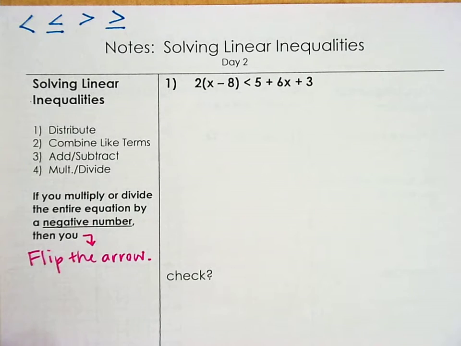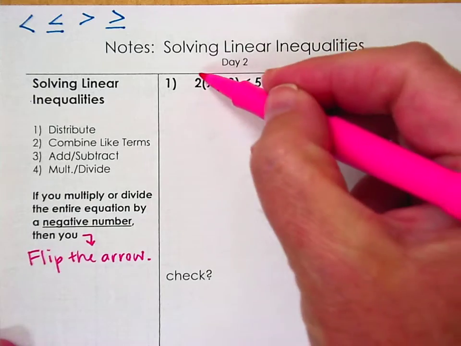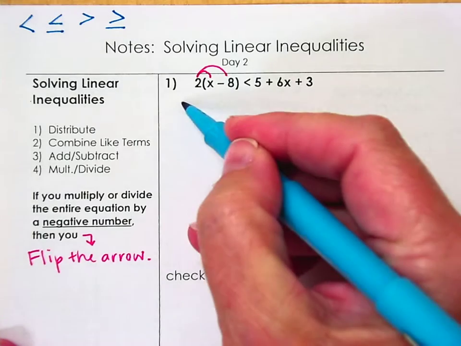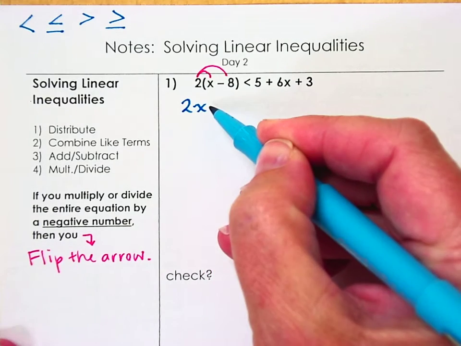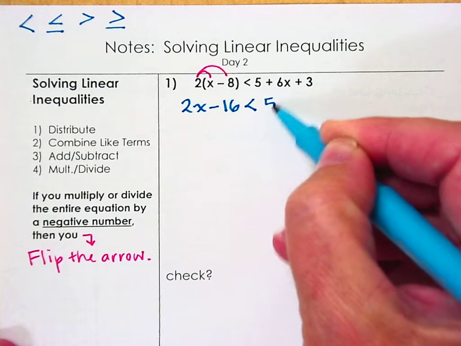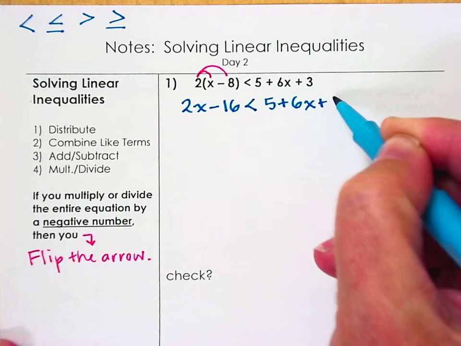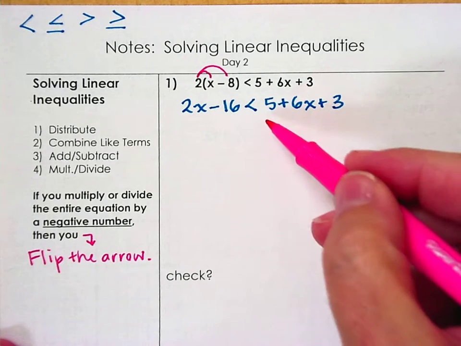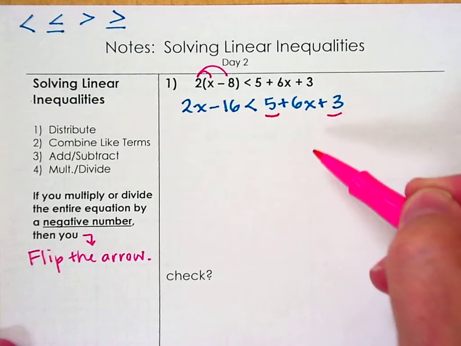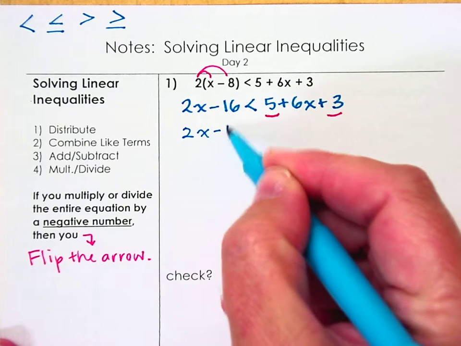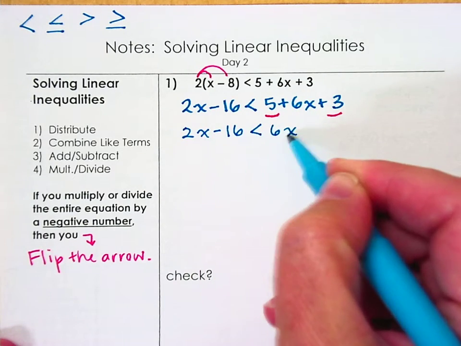So let's take a look at example number 1. I see the parentheses. That indicates to me that I first need to distribute the 2. When I distribute, I am multiplying, so 2 times x is 2x. 2 times negative 8 is negative 16. Bring down everything else: less than 5 plus 6x plus 3. The next thing I notice is that I have like terms on the same side of the inequality sign, the 5 and the 3. So I'm going to bring those together. 2x minus 16 is less than 6x plus 8.